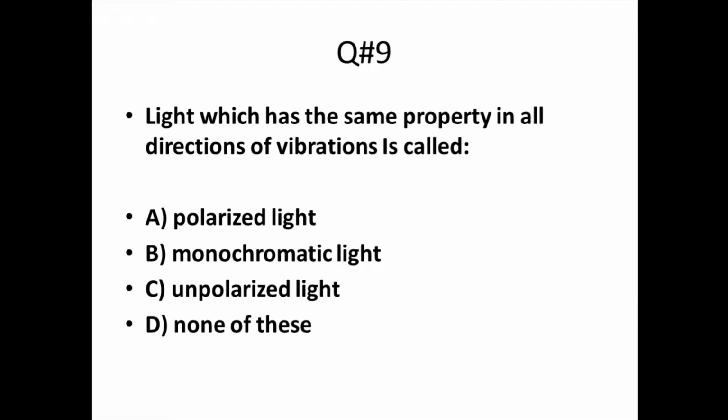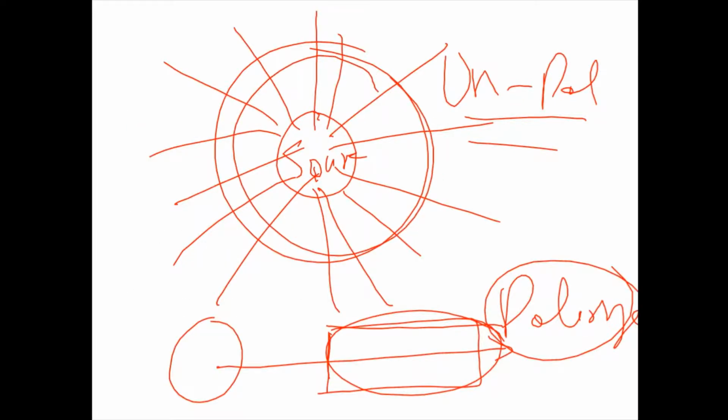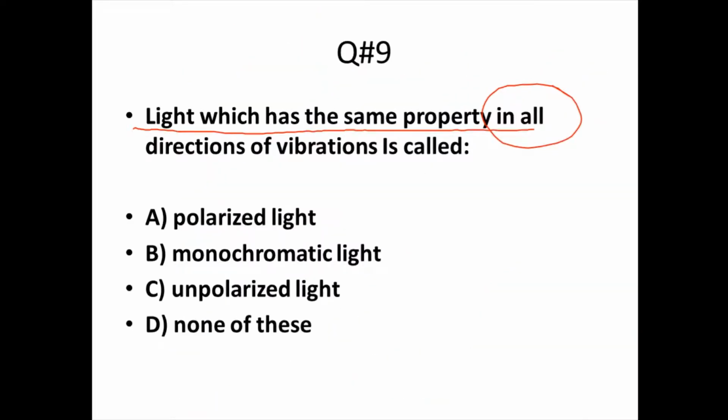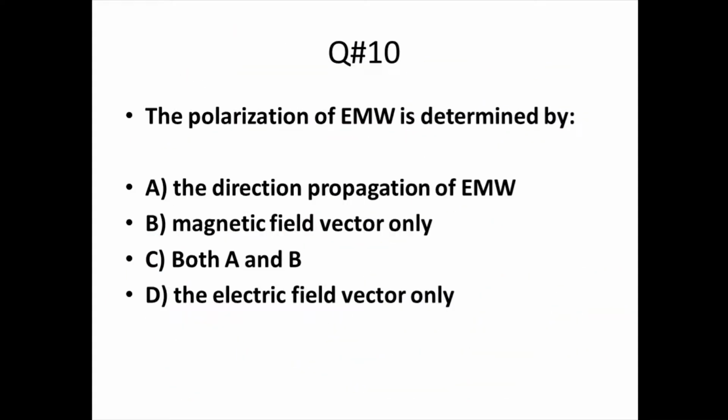Got it? So the question is, light which has the same property in all directions. In all directions, it means light is unpolarized light. If the question is asked in that way, light travels in only a single direction, then the answer will be polarized light. But in that case, the answer is unpolarized light. C is the right answer.